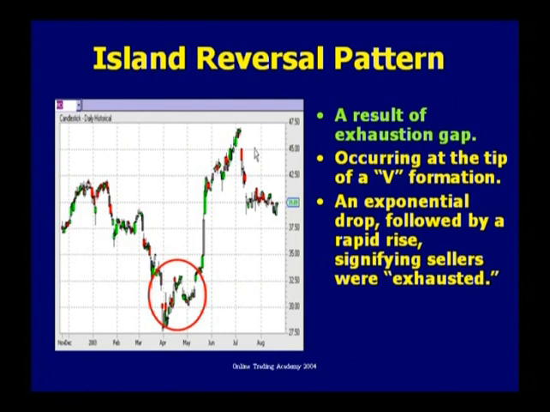Okay, again, here's island reversals. Okay, island reversal is the result of an exhaustion gap. It usually occurs at the tip of a V formation, up or down. Okay, an exponential drop followed by a rapid rise, signifying the sellers were absolutely exhausted. And over here on the left-hand side, we see this thing gap down once, a little bit of a gap here, and then the big breakaway, the fill, okay, and then the change in trend.